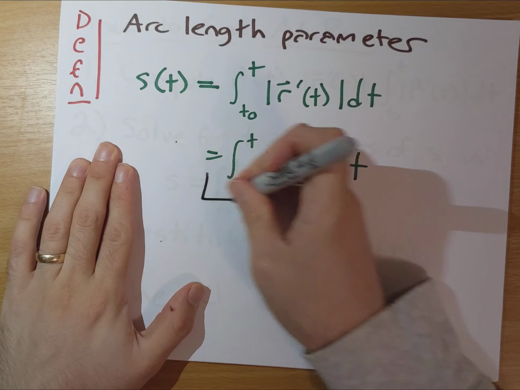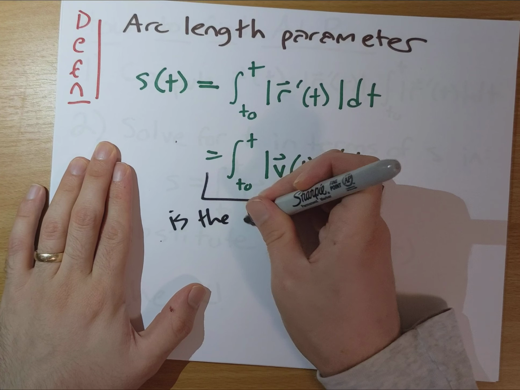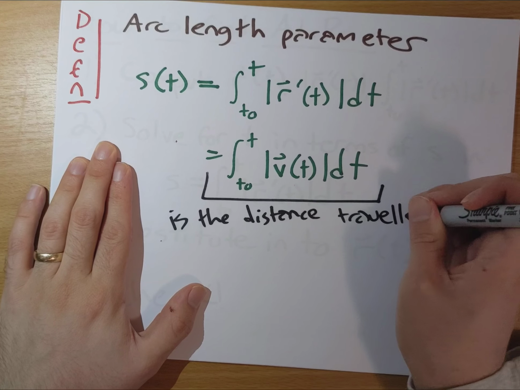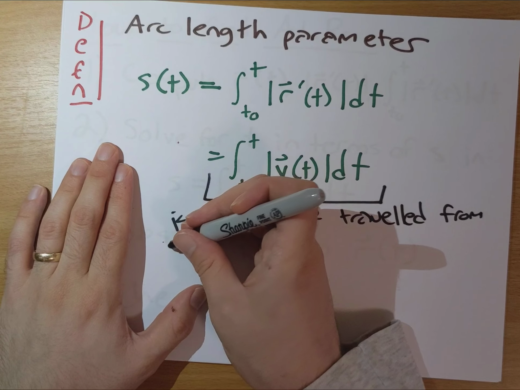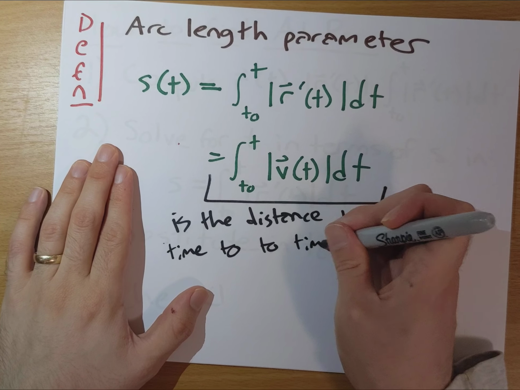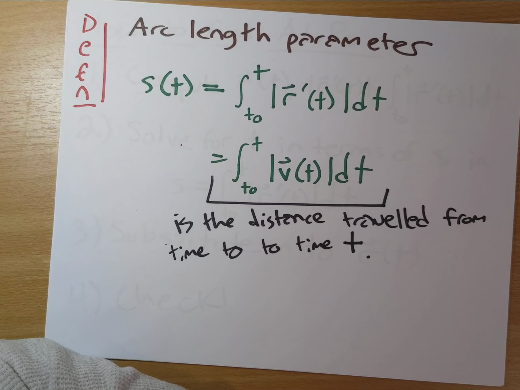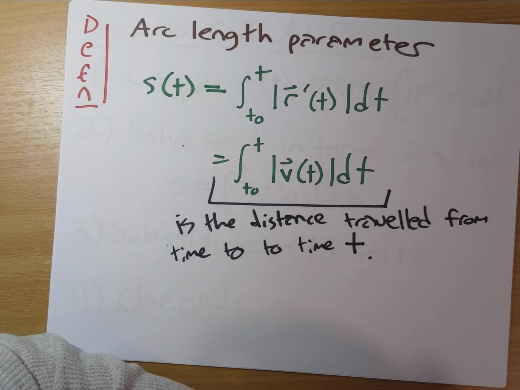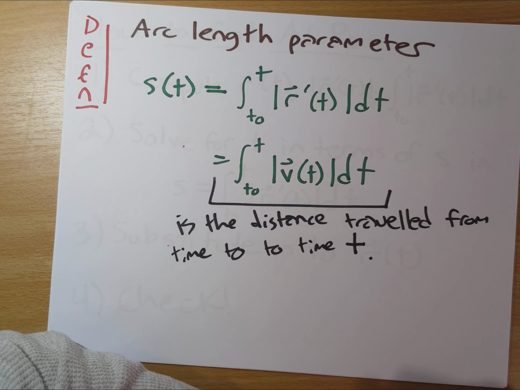The idea here is that this is the distance traveled from time t naught to time t. So you're starting at time t naught, and this is the total distance traveled from that initial starting point to time t up here.